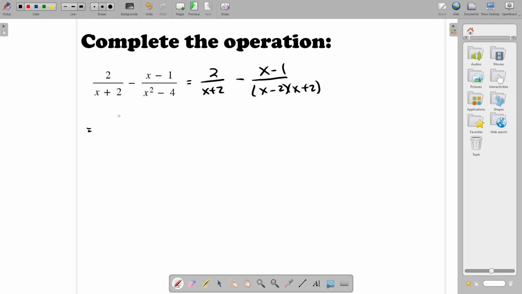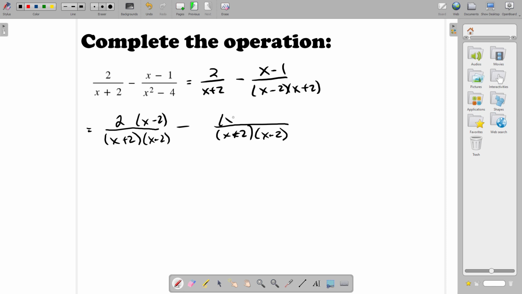Now we need to find a least common denominator. I need an x plus 2 term in both. I need an x minus 2 term in both. And an x plus 2, I already have that, so I do not need to put it in again. So I need to look at this fraction. What did I do to this fraction to get this? So it had an x plus 2. I multiplied the bottom by x minus 2. So I need to multiply the top by x minus 2.